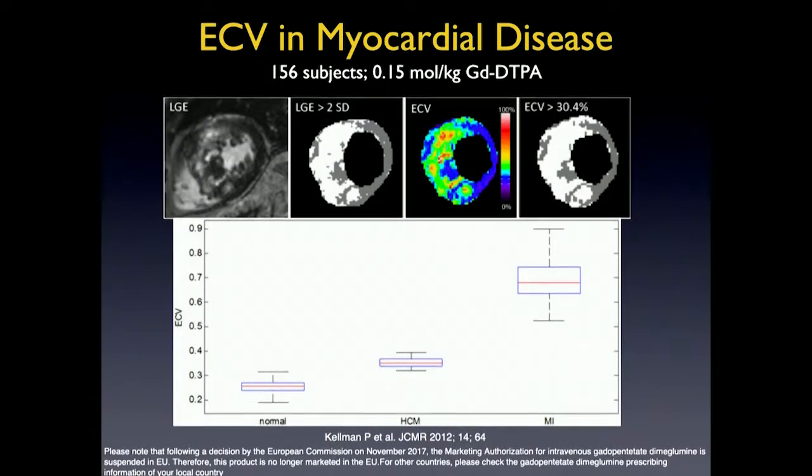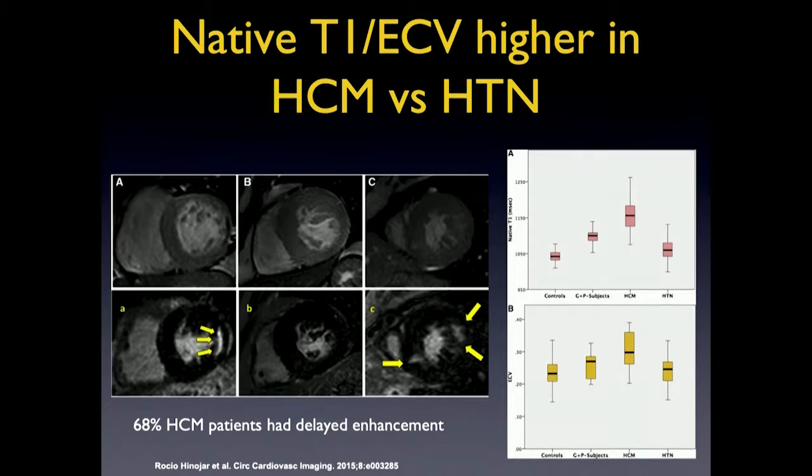There are numerous studies published on ECV. This is the original study from Kellman, which showed differences in ECV for patients who had known myocardial infarction as well as hypertrophic cardiomyopathy. This was carried out with a total dose of 0.15 millimoles per kilogram of gadolinium DTPA. Also some other interesting studies. One study here comparing patients with left ventricular hypertrophy to try and distinguish HCM from hypertension. They found that both native T1 and the ECV were able to distinguish HCM from hypertension, where the ECV was higher in the HCM patients.